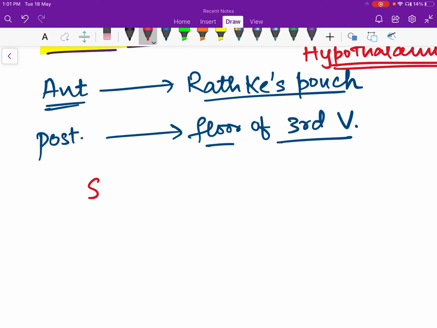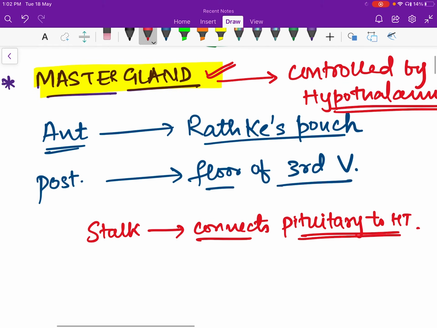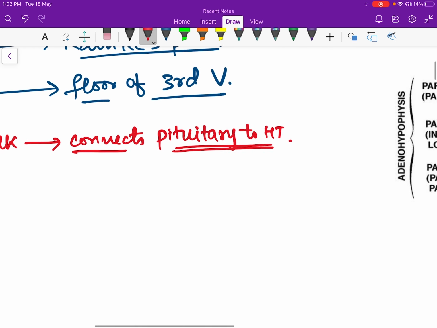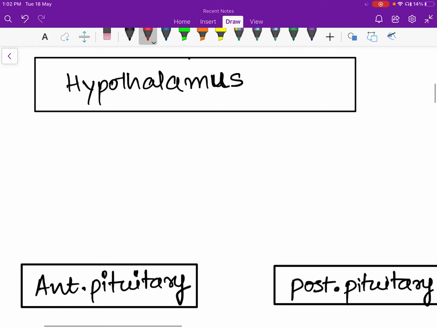Here this stalk plays an important role in connecting this pituitary gland to the hypothalamus. So we have the stalk, it connects pituitary to hypothalamus. But it's not just the stalk that connects pituitary to the hypothalamus. There are different connections between pituitary and the hypothalamus, and each of these connections has a different role to play in secretion of various hormones. So let us try to understand these connections. If this is hypothalamus, hypothalamus produces different factors which control the function of the pituitary.